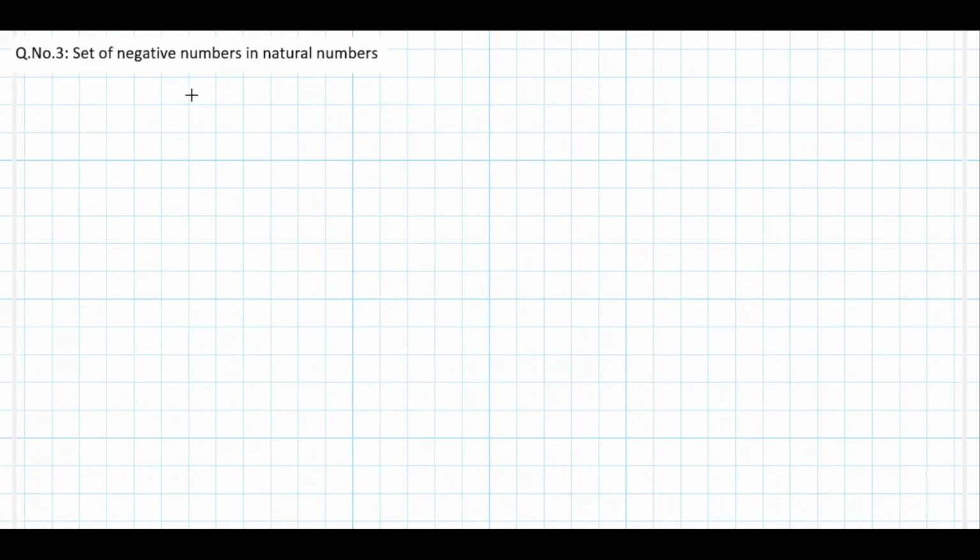And the next question. Set of negative numbers in natural numbers. So what are natural numbers, first of all? 1, 2, 3, 4, 5, 6, all counting numbers, right? So there are infinitely many natural numbers. Now we have to bring negative numbers from this set. Are there any negative numbers in natural numbers? Any negative numbers in counting numbers? No, there are no negative numbers in counting numbers. So what is the set here? What are the elements in this set? No elements. There are no elements in this set. That's it. Yeah, it's clear.